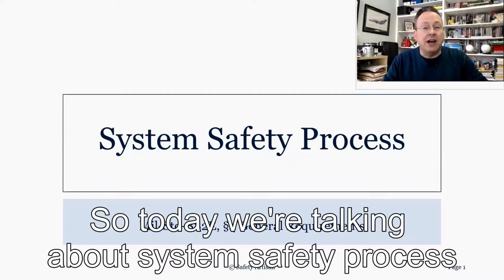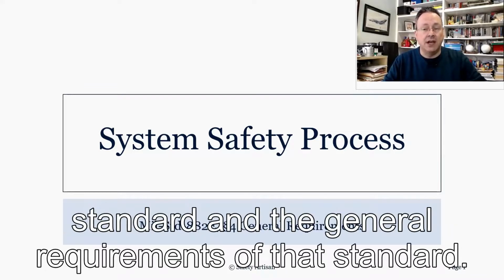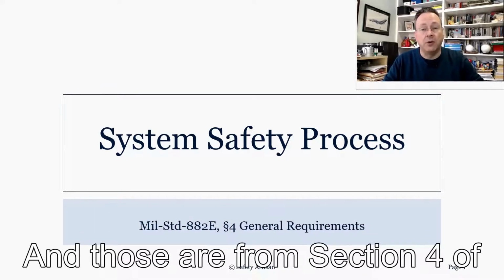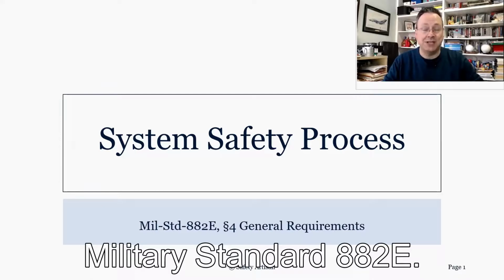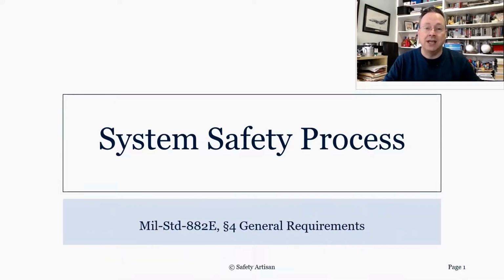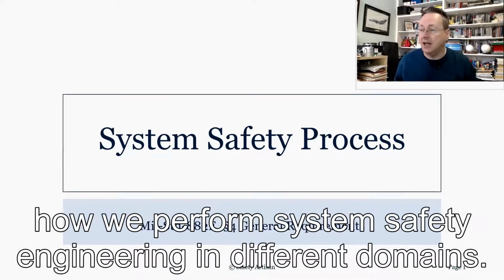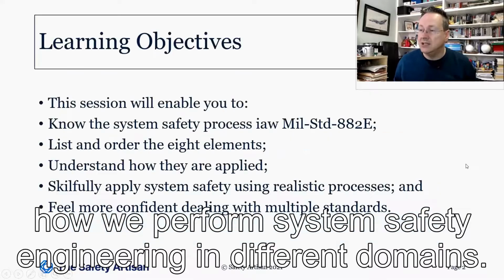So today we're talking about system safety process. And to help us do that, we're going to be looking at a particular standard and the general requirements of that standard. And those are from section 4 of Military Standard 882E. But don't get hung up on which standard it is. That's not the point here. It's just a means to an end. And I'll talk about other standards and how we perform system safety engineering in different domains.